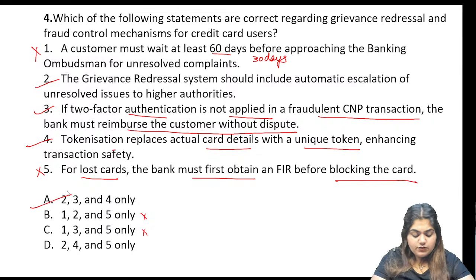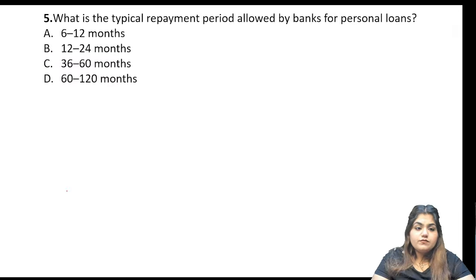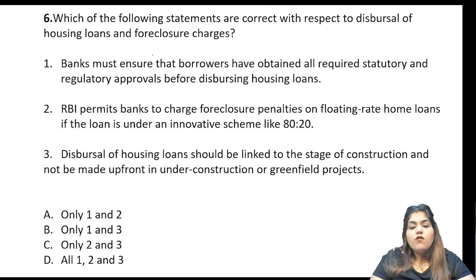Very good, Sushilji. Next question. What is the typical repayment period allowed by the bank for personal loans? Personal loan repayment period is 36 to 60 months. Which of the following statements are correct with respect to the disbursal of housing loan and foreclosure charges?